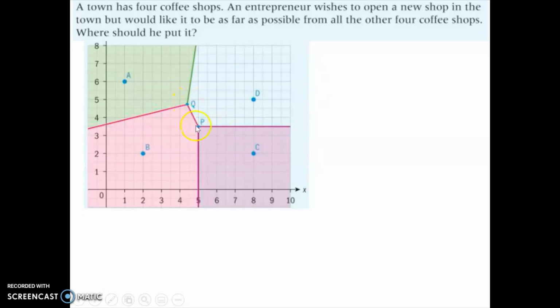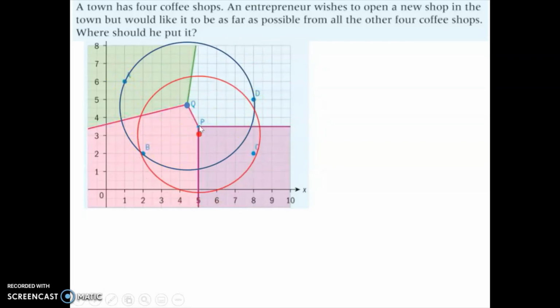They represent the places that are furthest from all the points. But just as we said, that point here is equally far from A, B, D, and this point here is equally far from B, C, D. So now the question is, which of those 2 points is the better one? Which is the one that's further from all the points? Is it Q? Is it P?